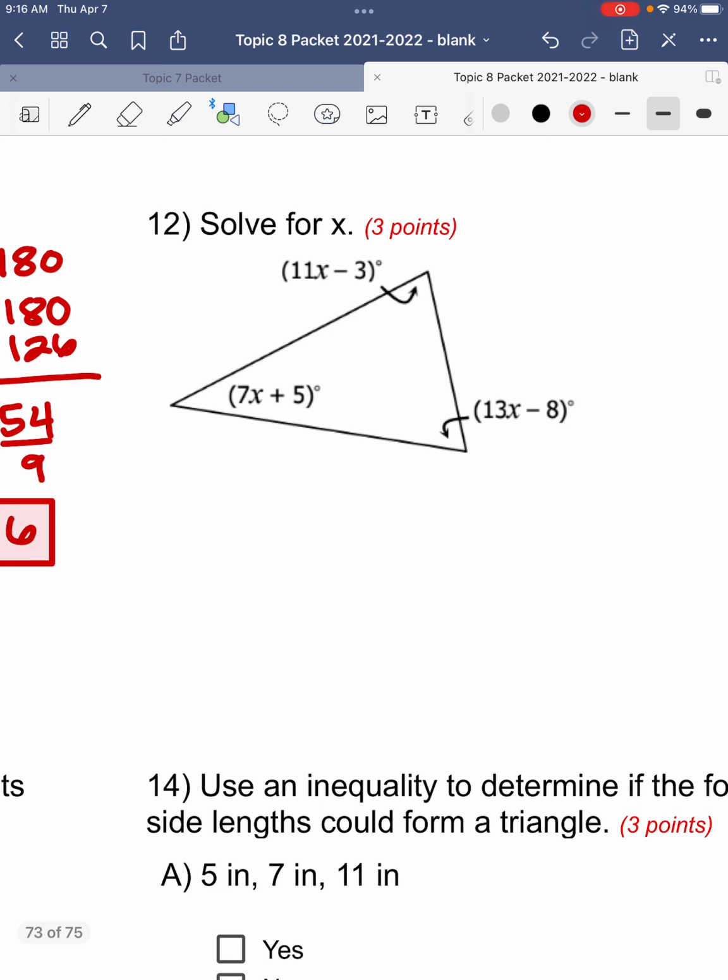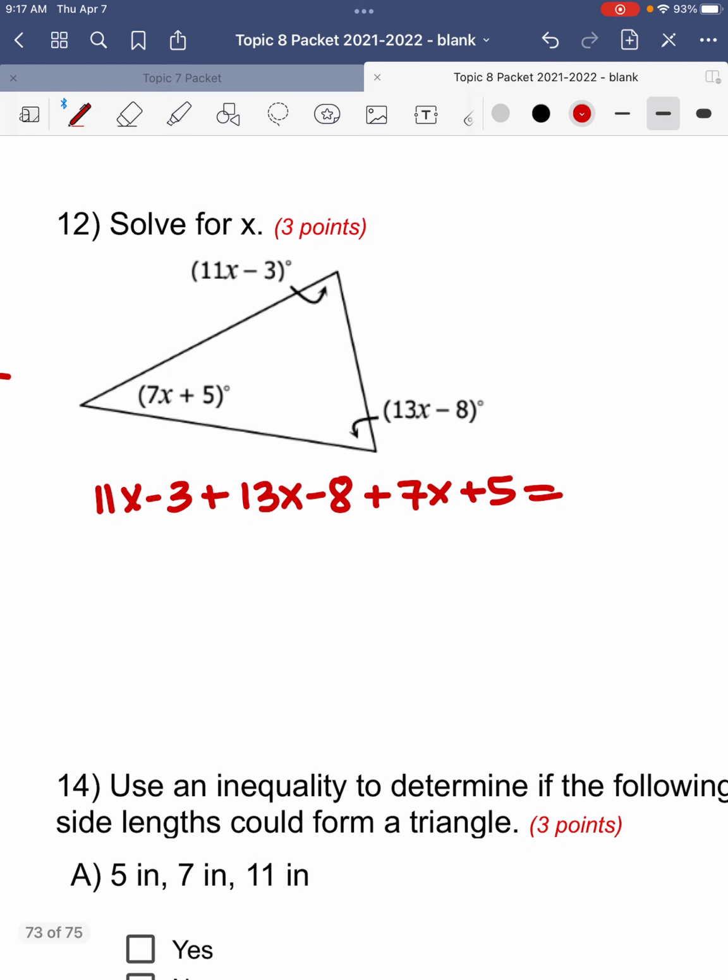It's very similar, but this time I have 3 expressions. So I'm going to add all 3 expressions together. So 11x minus 3 is where I'm going to start, plus 13x minus 8 plus 7x plus 5. And all 3 of those expressions together have to equal 180 degrees. So now let's combine like terms.